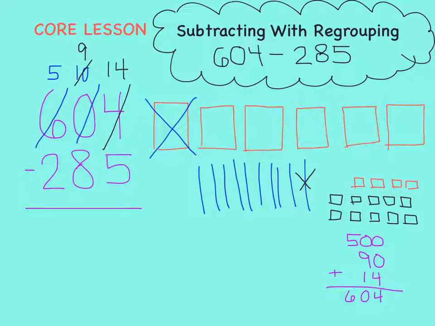Now we can go ahead and subtract. 14 minus 5 equals 9. 9 minus 8 equals 1. 5 minus 2 equals 3. 604 minus 285 equals 319.